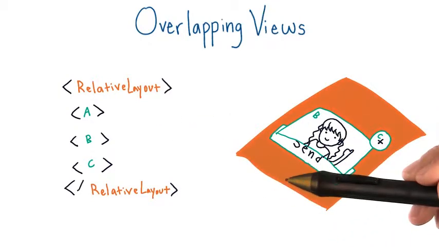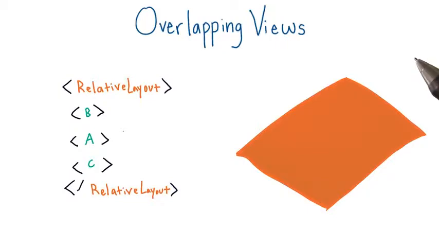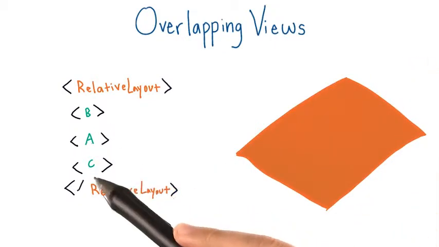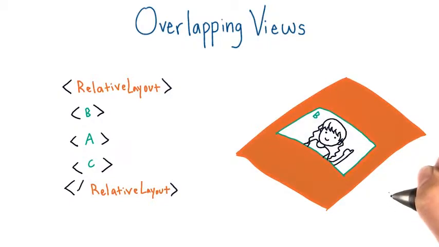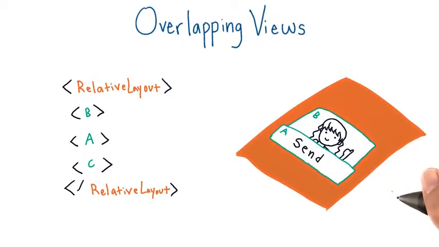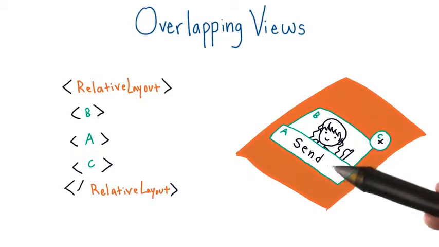Let's try changing the XML and see how it rearranges my screen. Okay, so I've switched things around, so now I have view B, A, C. This will then draw view B first, then it will draw view A, and finally it'll place view C. Now I've just reordered the views. Everything is placed in the same position, but the ordering of how the views stack on top of each other has changed. And because of that, now I can see my text.